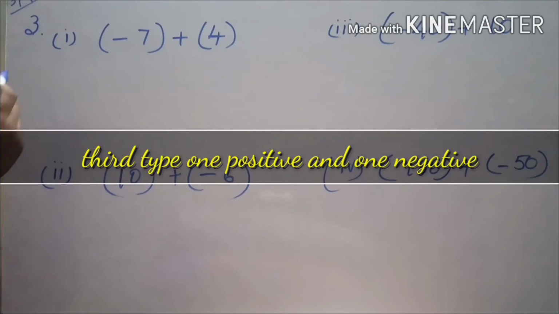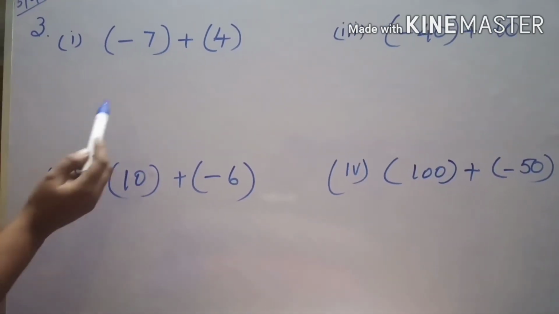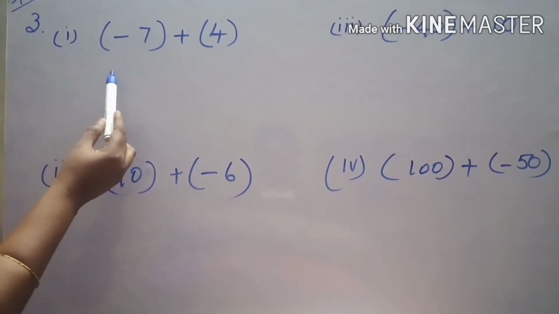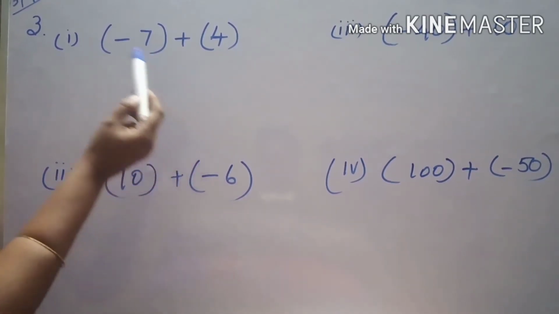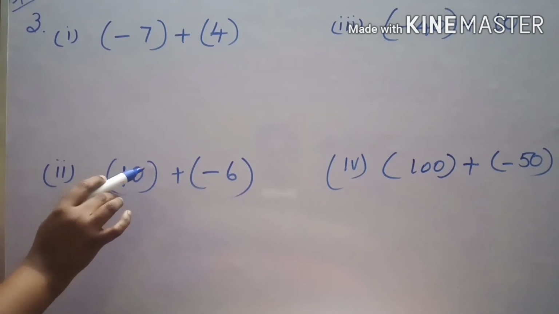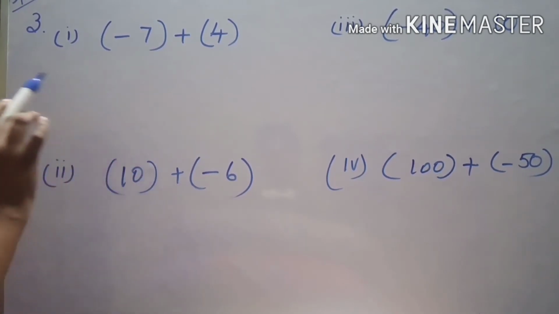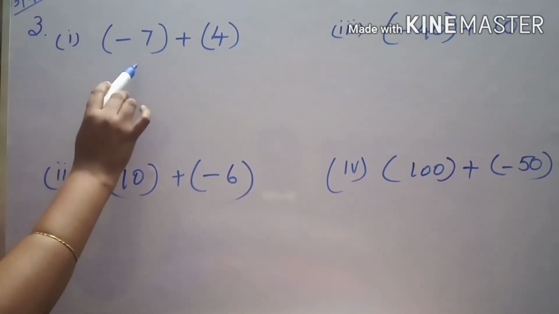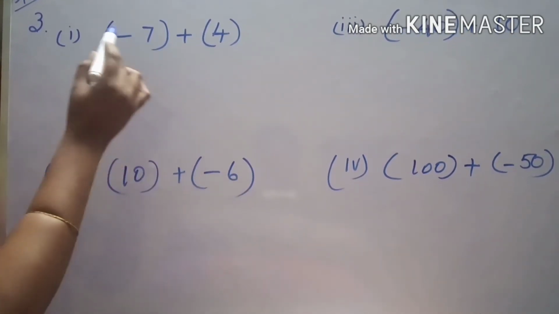Right. Next I will go with the third type of sum. That is one positive and one negative number. Let us add minus 7 plus 4. In this type of sums, it is very simple. Don't get confused with the previous two types. Here, one positive number and one negative number.